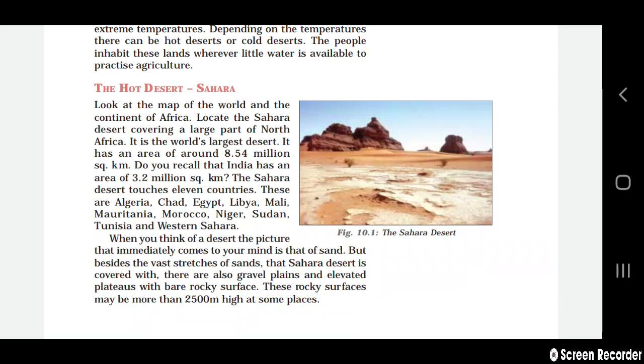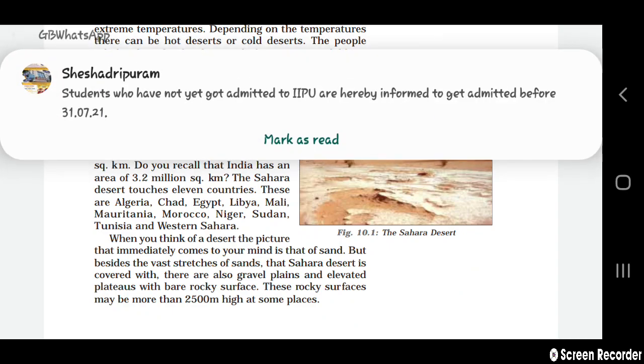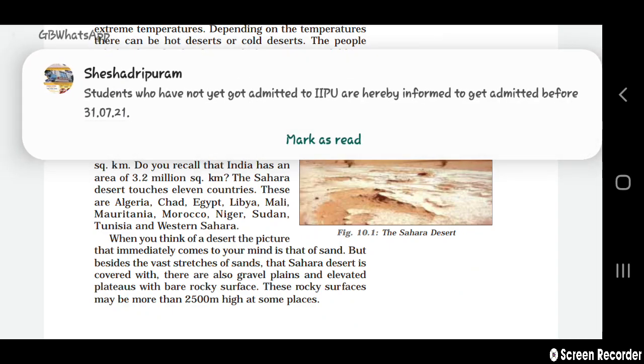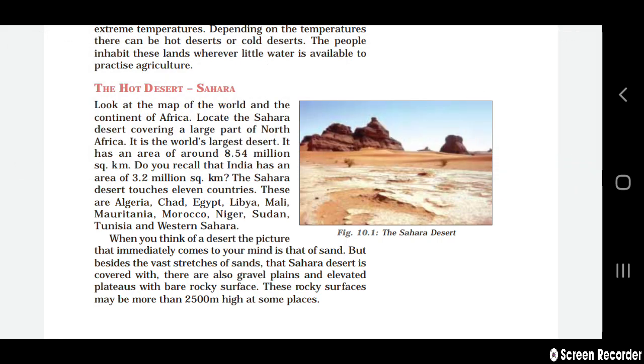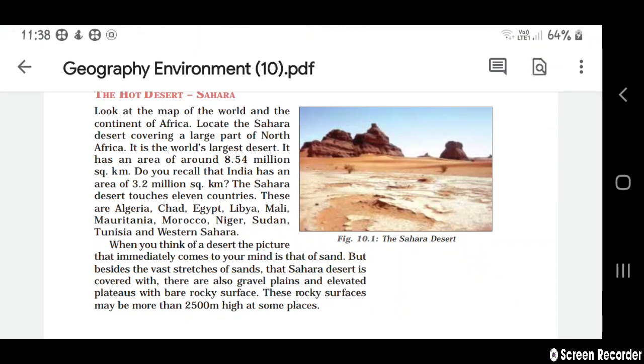Looking at the map of the world and the continent of Africa, we have to look at the Sahara Desert. The Sahara Desert covers a large part of North Africa, and it is the world's largest desert, with an area of around 8.54 million square kilometers. Do you recall that India has a desert area of 3.2 million square kilometers?